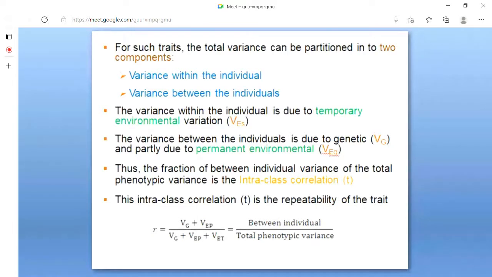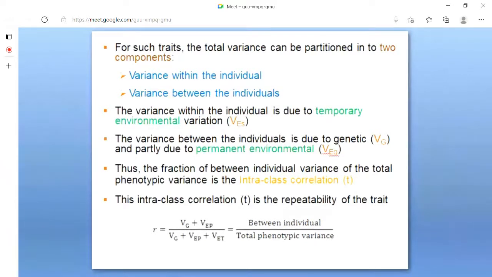And the variation between the individuals is due to the genetic and partly due to the permanent environmental factors. Between the individuals there may be some difference. Say you have sow X and sow Y. Their performance may be different from the other sows because they are genetically different. That is one factor.